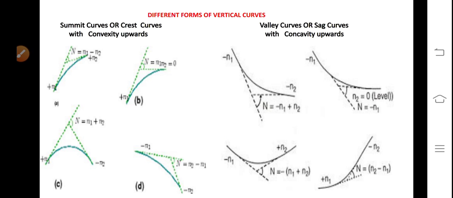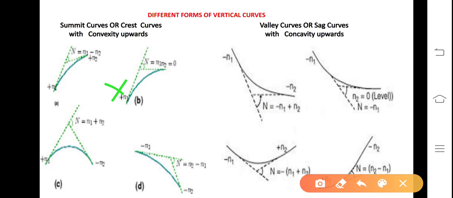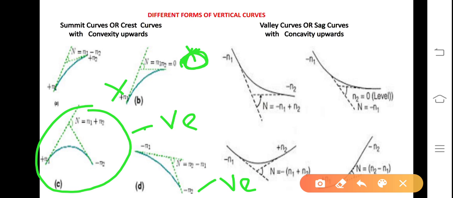Positive gradient meeting with another positive gradient. Here it is negative gradient meeting with another negative gradient. Here it is positive gradient with zero gradient. Zero gradient means n2 is equal to 0, means horizontal. So among these four cases, this is the case C, wherein maximum deviation angle N is equal to n1 plus n2.